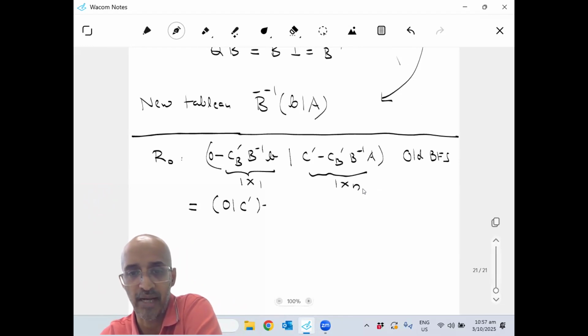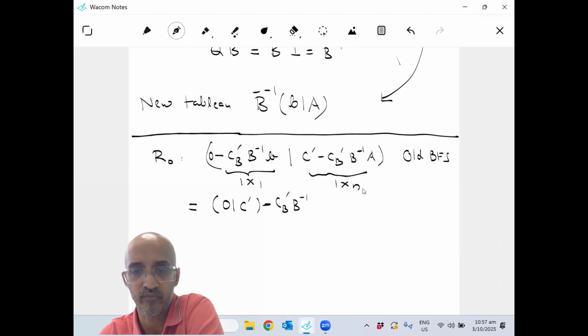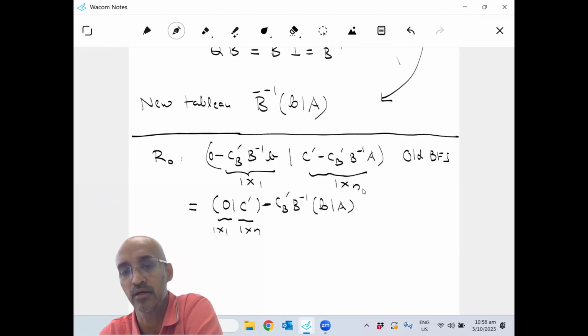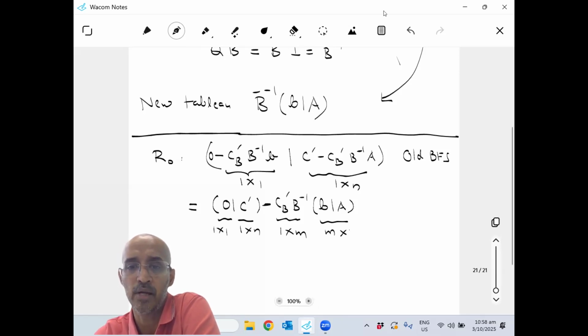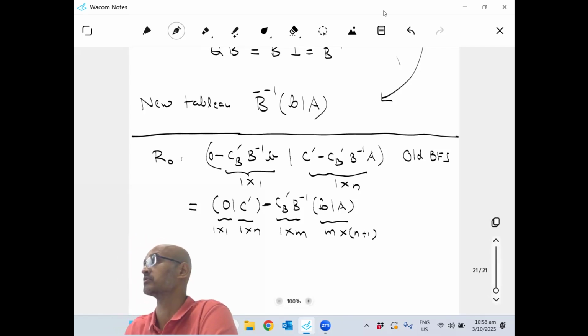Okay, minus there's a CB transpose B inverse B and A. So I'm just rewriting this. This is 1 into 1. This is 1 into N. This is 1 into M. M into M. So this is 1 into M. This is M into N. Sorry, it's M into N plus 1, which should be correct.